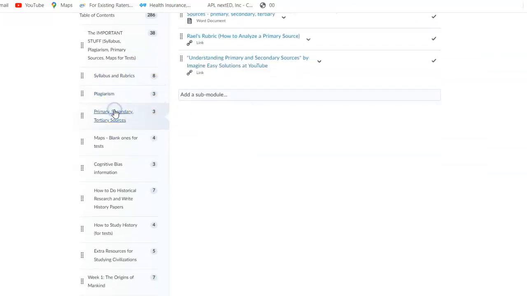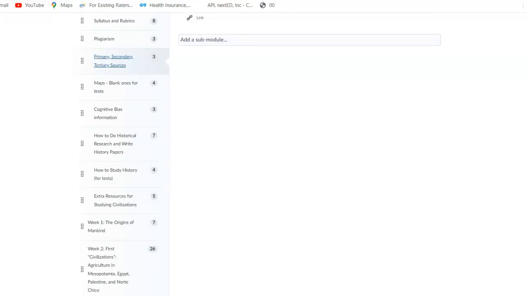The different types of sources we use in history, primary, secondary, and tertiary, which we'll discuss also in a few minutes. Blank maps, cognitive bias information, because one of the focuses of this course is literally learning not only how to interpret the information you read, but also to ask yourself, why is that information on the page that you're reading? Why did someone feel it was important to write that?